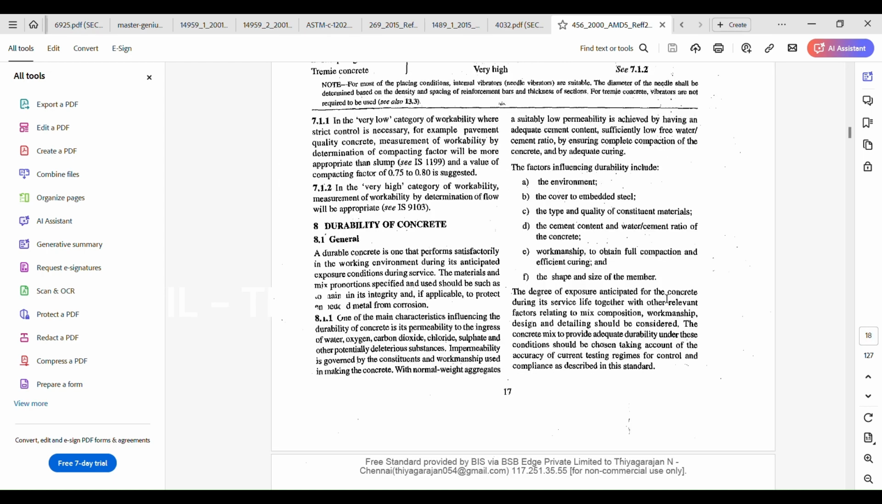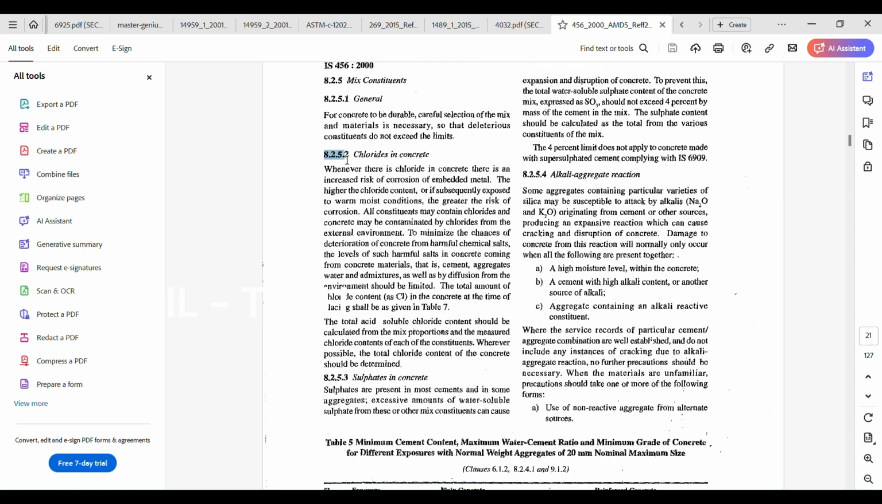A durable concrete is one that performs satisfactorily in a working environment during its anticipated exposure conditions during service. One of the main characteristics influencing the durability of concrete is chlorides in concrete. In IS 456, 8.2.5.2 chlorides in concrete.